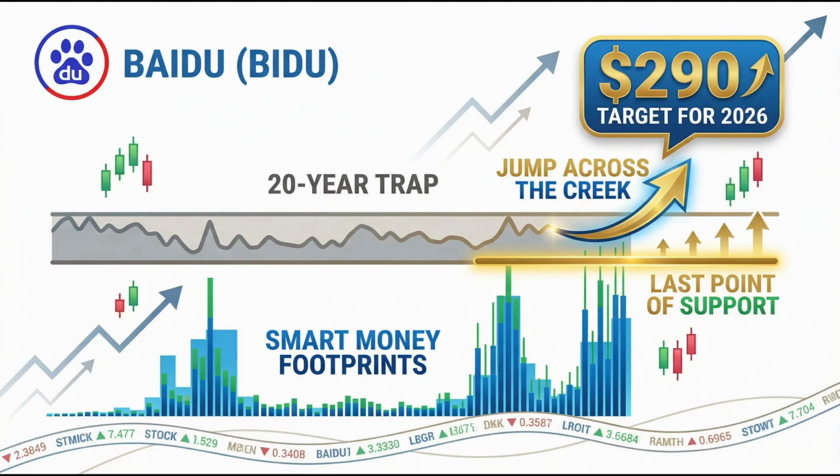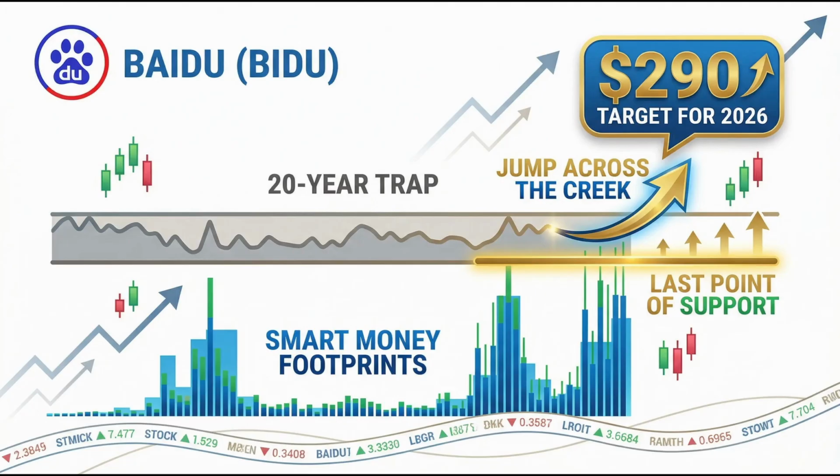Here is exactly what we're covering: the 20-year trap, why this stock has done nothing for 15 years, and how that is finally changing. Smart money footprints. I'll show you the exact volume signals from 20 to 22 that prove big players are accumulating. The jump across the creek.